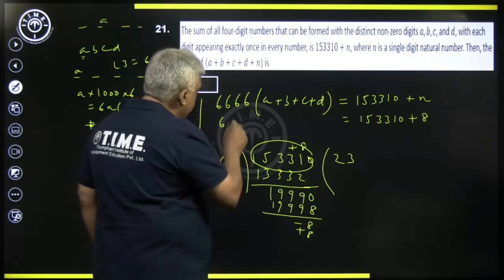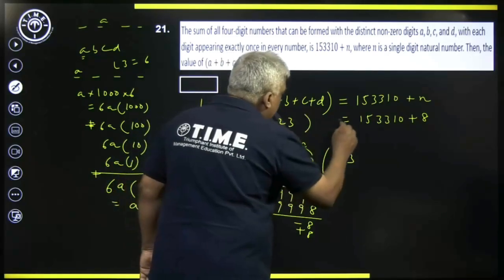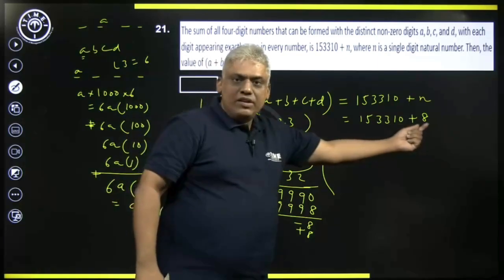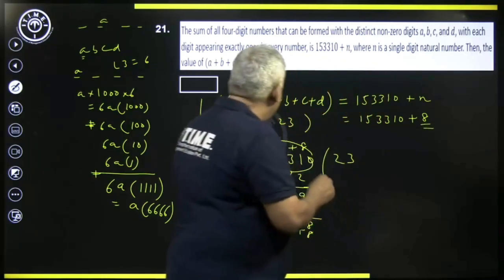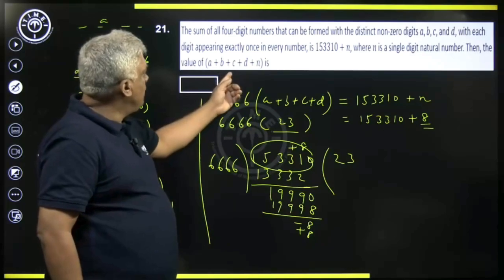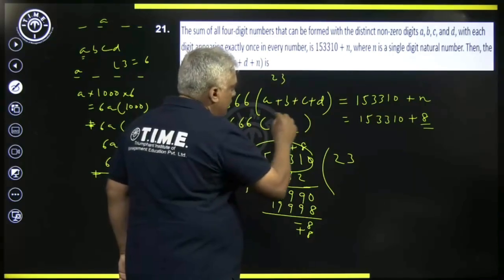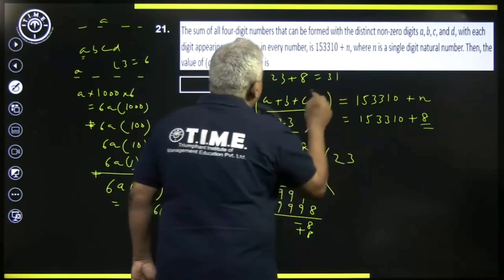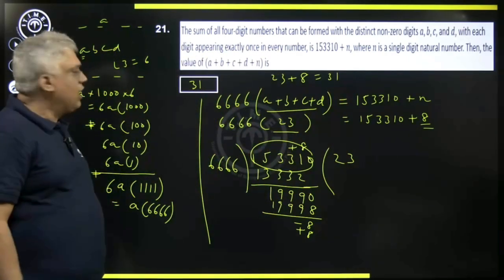So this is 6666 into 23. Now, this is a single digit number, so n is 8 and this multiplier is 23. We want the value of A plus B plus C plus D plus n. So it will be 23 plus 8, the answer will be 31. So 31 is the answer for this. I hope this is clear.